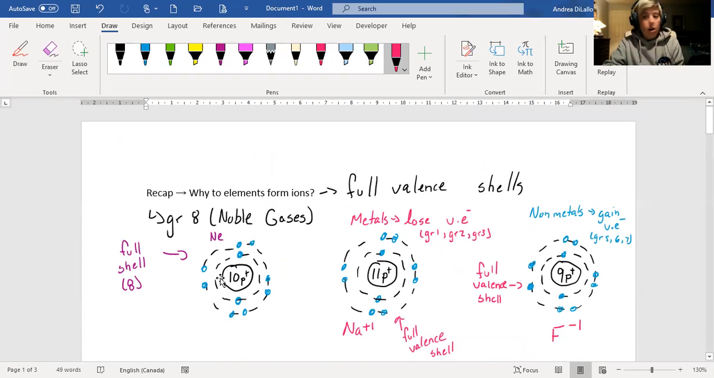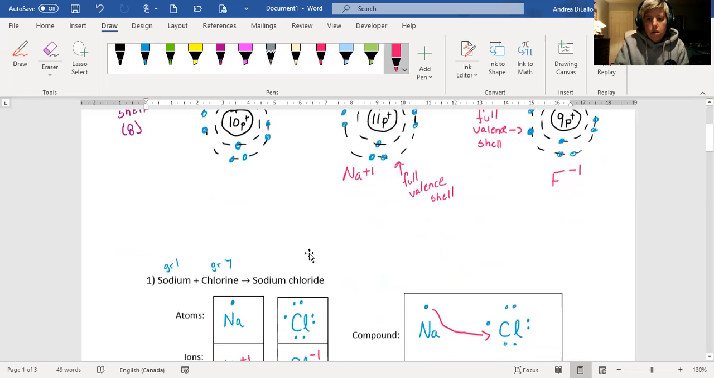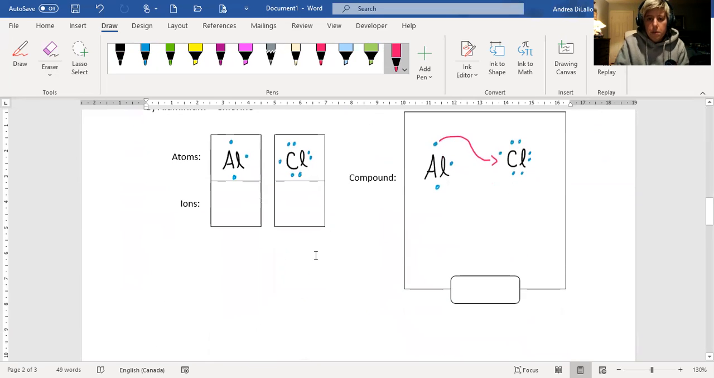So it's an all or nothing thing. You can't have partial electrons on the valence shell. For metals, it needs to lose the entire valence shell. And for the nonmetals, it needs to gain all those empty spots to look like the noble gases that have a full last shell.